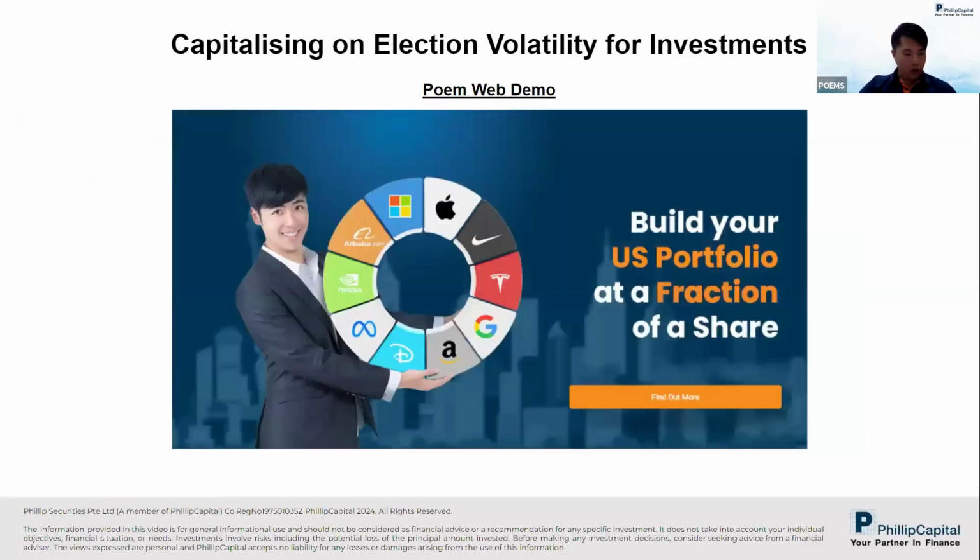So I'm going to show you guys a demo on how you can actually place a trade on the POEMS web. Just give me a moment.